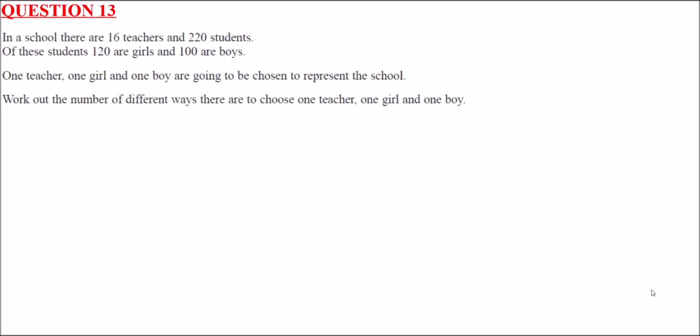Question 13. In a school there's 16 teachers and 220 students, and of those students 120 are girls and 100 are boys. One teacher, one girl and one boy are going to be chosen at random to represent the school. Work out the number of different ways there are to choose one teacher, one girl and one boy.